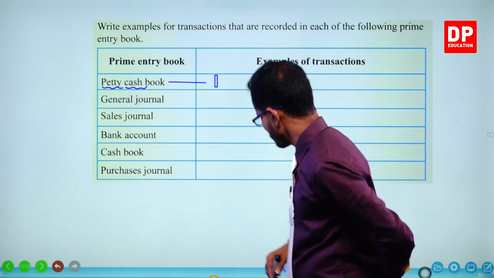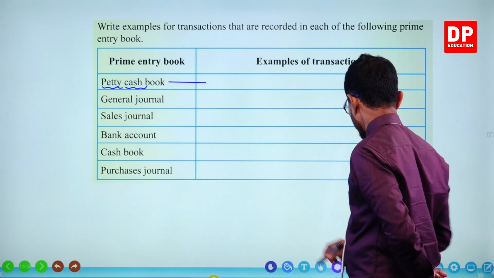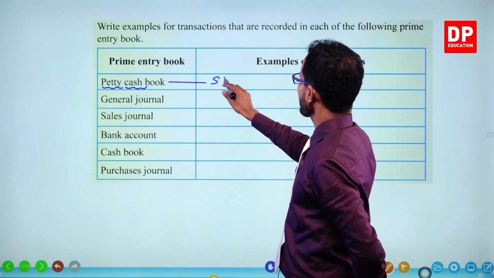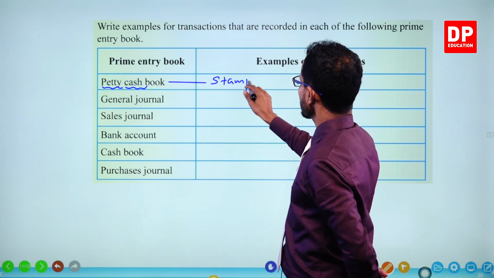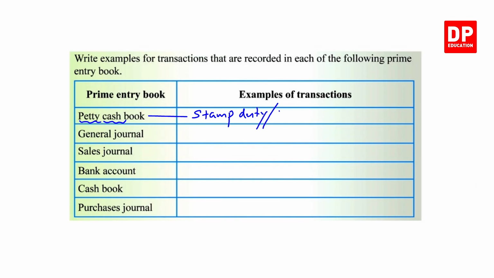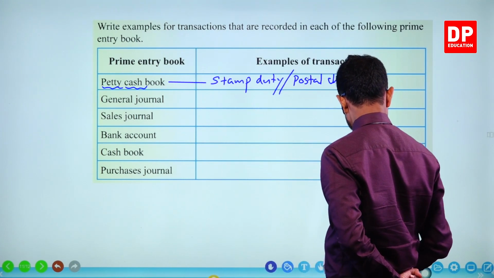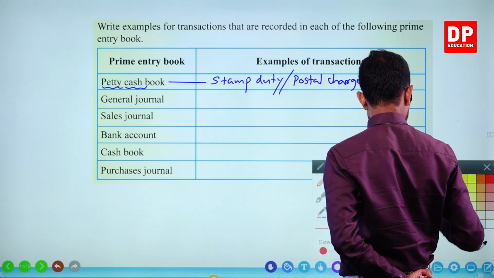So stamp duty, postal charges, what else? What else?